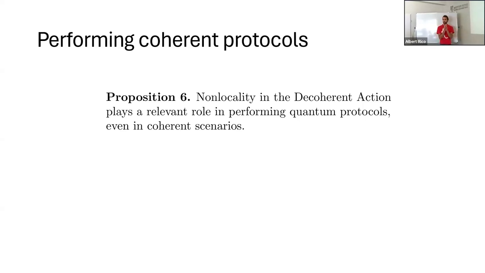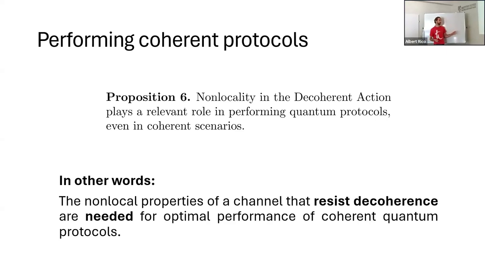asked, okay, we have a channel whose decoherent action is non-local. So, some non-local properties resist full decoherence. Is this channel in a way more useful than others in some protocols? And the answer is yes. And now, explain which particles we use and why it's used in some sense. Yes, basically not that, right?